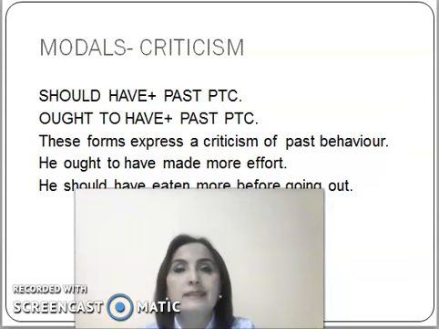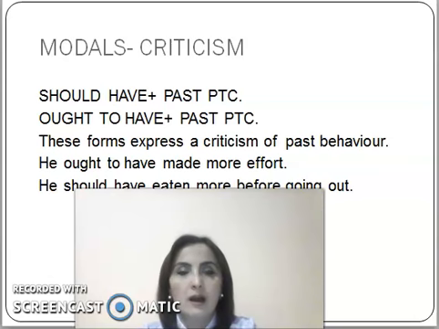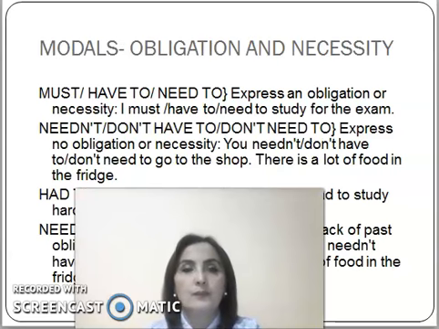Modals, criticism. Should have plus past participle and ought to have plus past participle. These forms express a criticism of past behavior. He ought to have made more effort. He should have eaten more before going out.